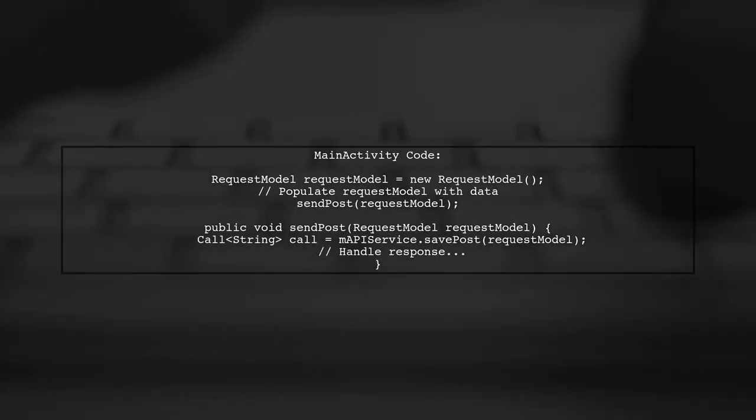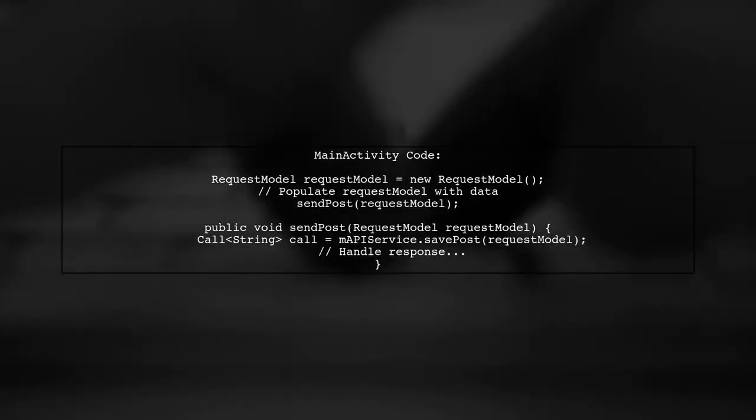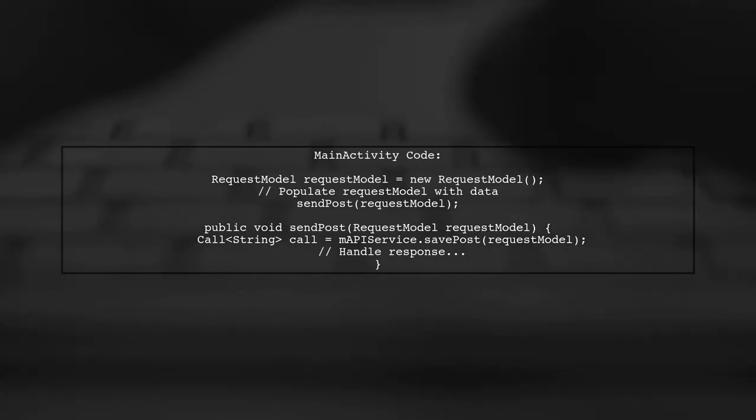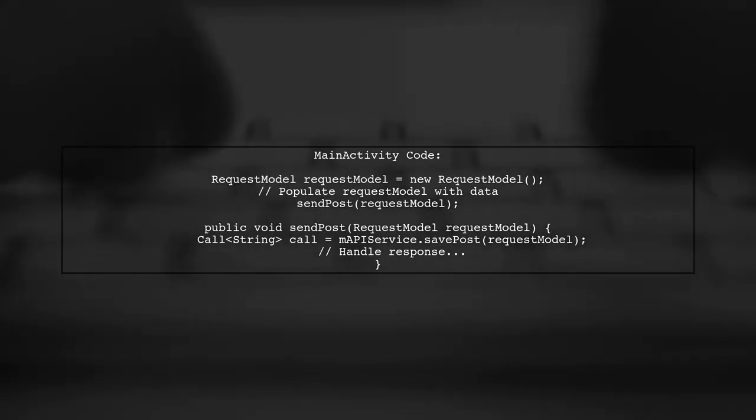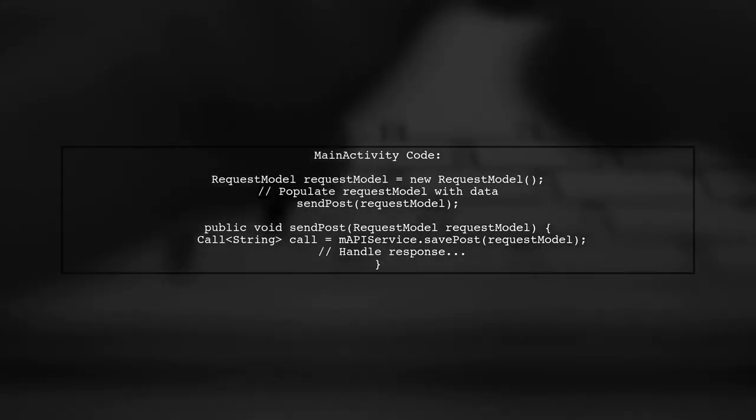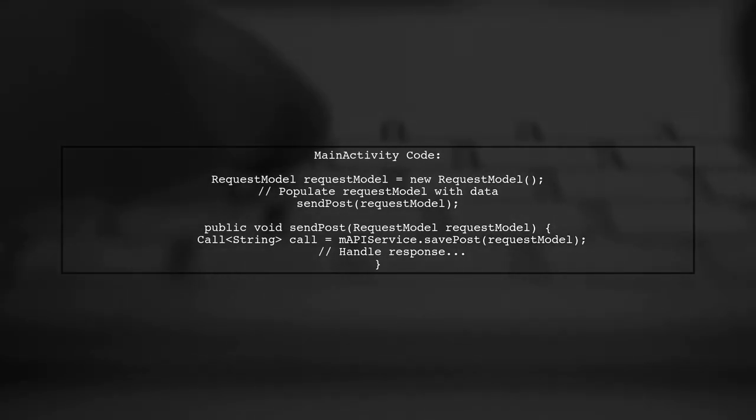Finally, in your main activity, create an instance of request model, populate it with the necessary data, and pass it to the save post method. This should resolve the issue and allow you to post the request successfully.